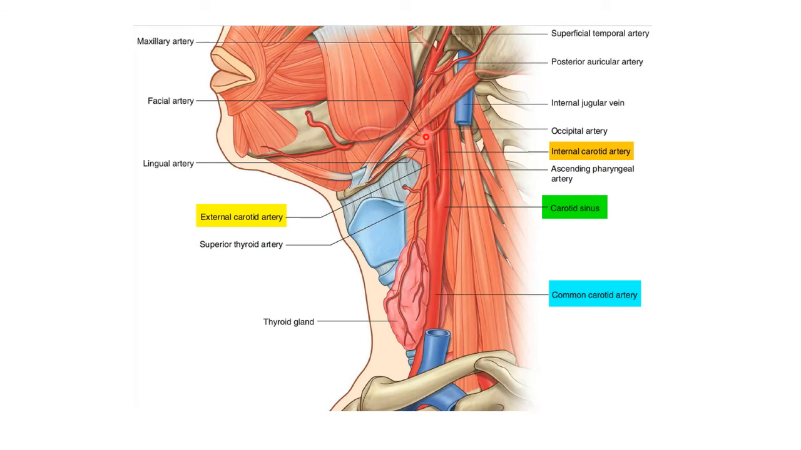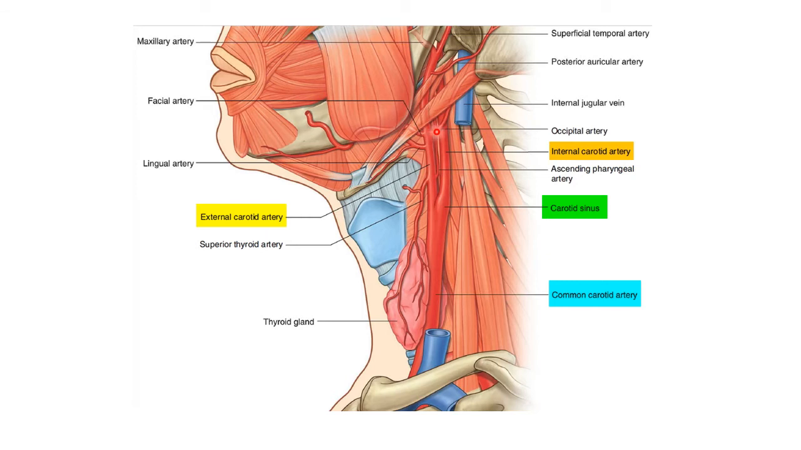The next is the facial artery. It arises from the external carotid artery just above the level of the tip of the greater cornu of the hyoid bone. It arches upward deep to reach the posterior part of the submandibular gland. It supplies the face.